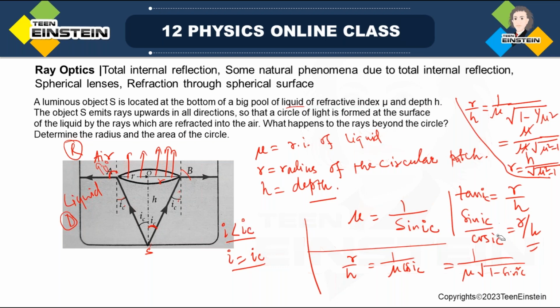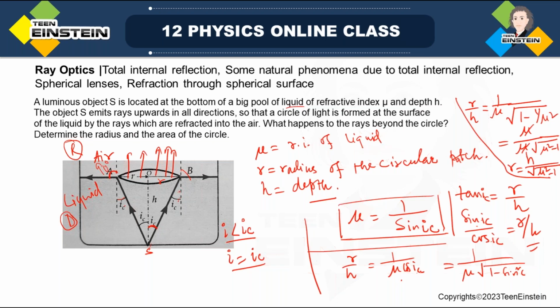Okay, so what we have done, you just look, this is at critical angle, this you know already from the total internal reflection. And this condition we found out here, R by H is equal to tan theta, that is tan IC. Tan IC is equal to R by H. So R by H is equal to sine IC by cos IC. Sine IC means 1 by mu.